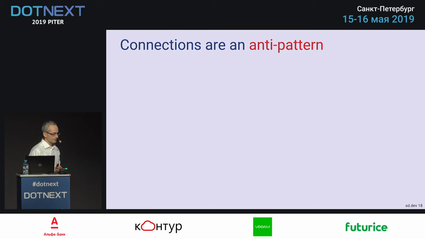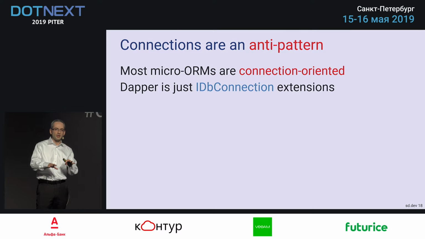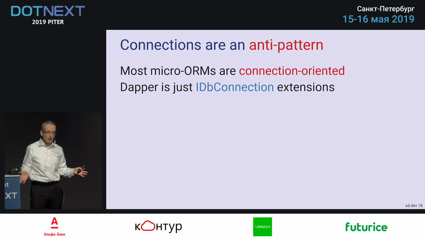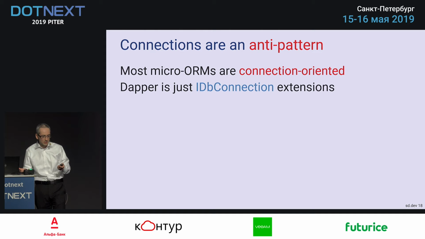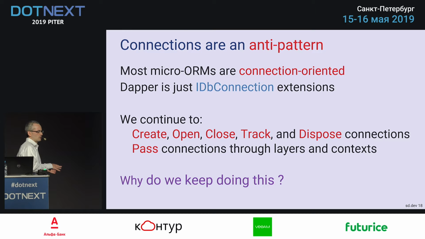And unfortunately, most micro-ORMs, the ones that you are probably exposed to and the ones that you're using right now, they're all connection-oriented. So just as an example, Dapper itself is just a bunch of extensions to an IDbConnection interface. So database connections are fundamentally an inherent part of the design of Dapper. You can't use Dapper without using database connections. And we all continue to create, open, close, track, dispose connections. We continue to pass connections through layers and context. And why do we keep doing all this?